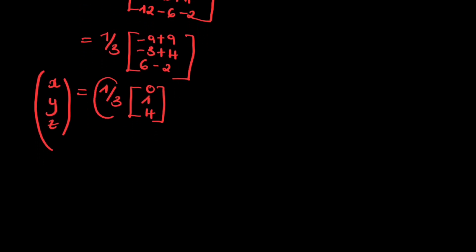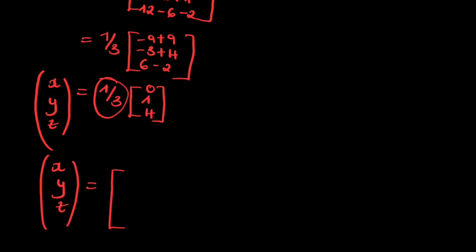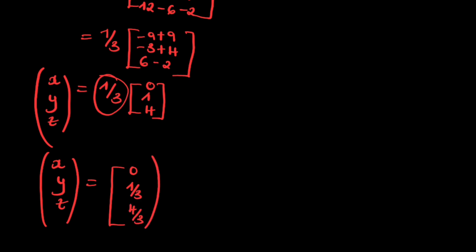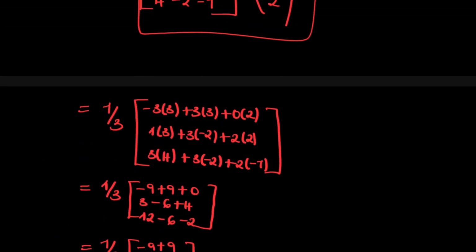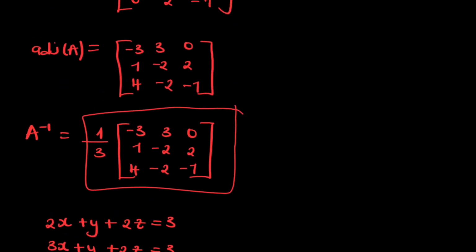But we should not forget our 1/3, so we can multiply it now. So we have 0, 1/3, and 4 on 3. So we can conclude that our x is equal to 0, y is equal to 1/3, and z is equal to 4 on 3. And that is all for the question.